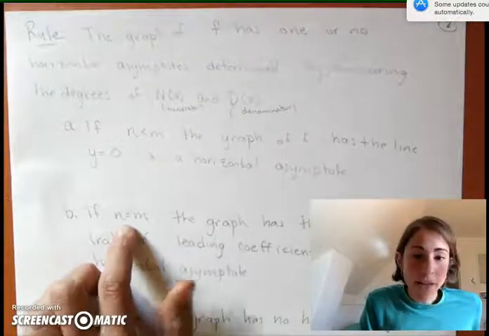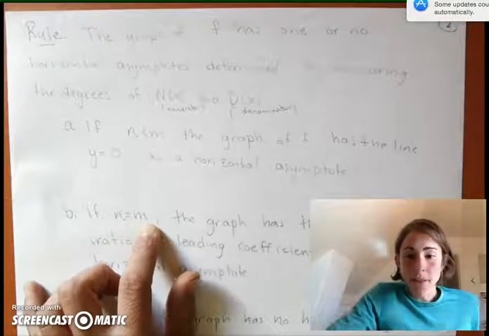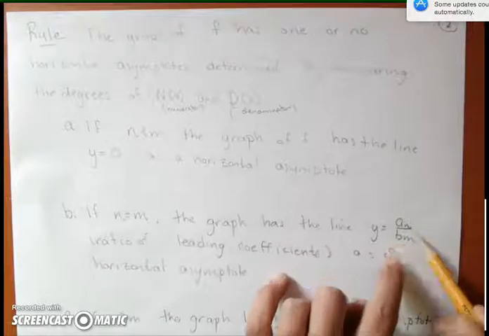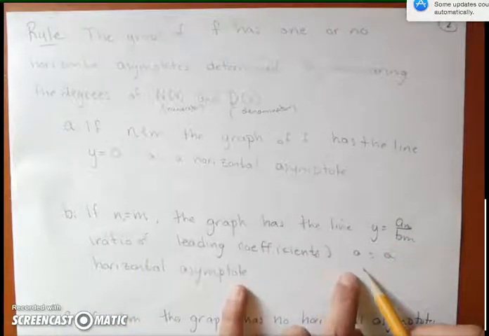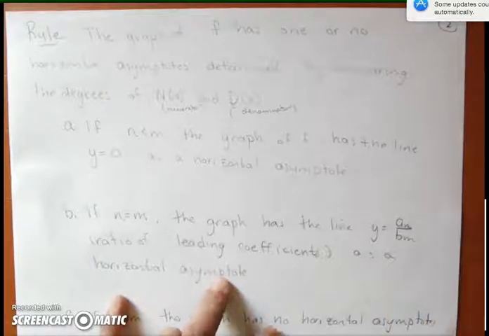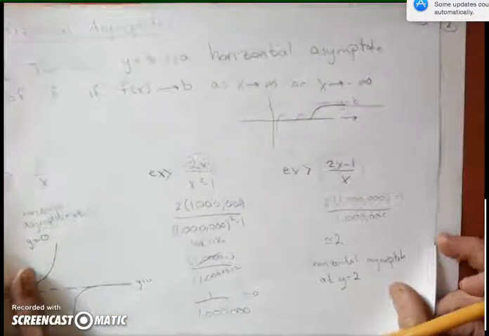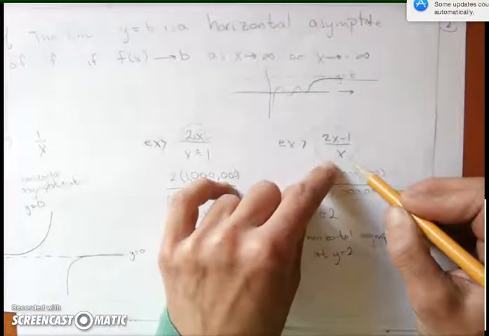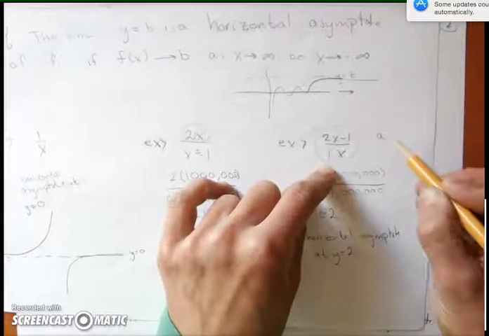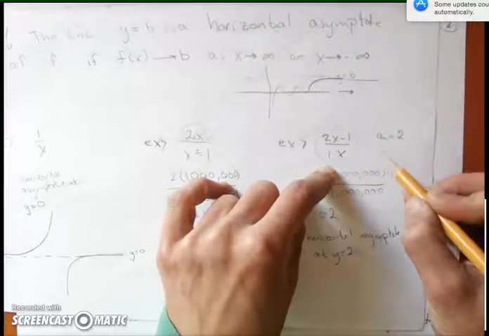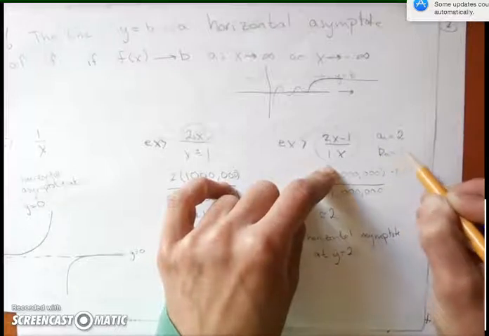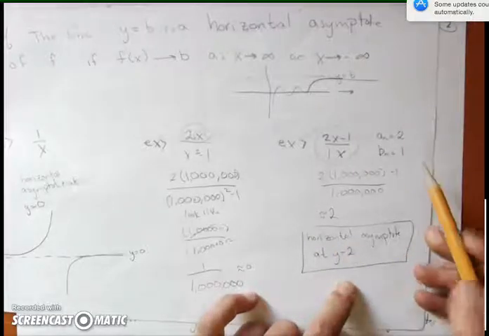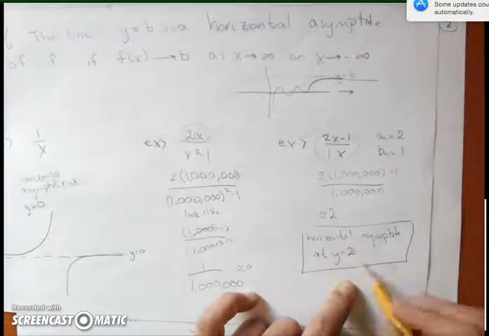If the degree on top is equal to the degree on the bottom, then we have another special case. We have the line a sub n over b sub m, which is the ratio of the leading coefficients, as the horizontal asymptote. So that was the case in our last example. Here, the degree on top was 1, the degree on bottom was also 1, and a sub n, the leading coefficient of the top, was 2, b sub m, the leading coefficient on the bottom, was 1, so we had a horizontal asymptote at 2 over 1, which is a sub n over b sub m. That's 2.